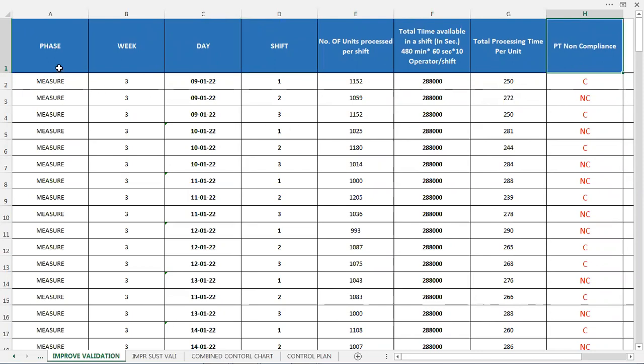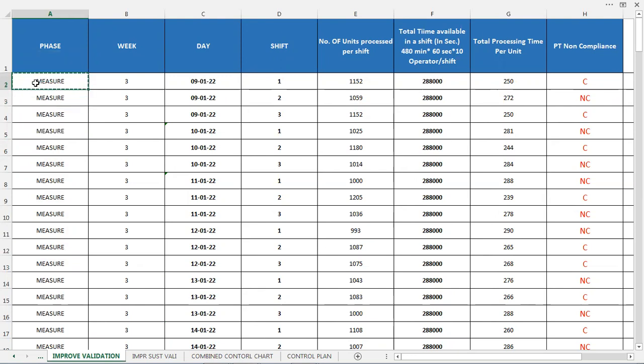So we're going to paste both of these data: the measure phase data, and we're going to paste the improve phase data below the measure phase data. So below each other, we're going to have this data. Once that is done, we need to ensure that these words major and improve are in capitals, and there is no space after the final letter in each of these words across all these sets. All you need to do is just ensure that there is no space.